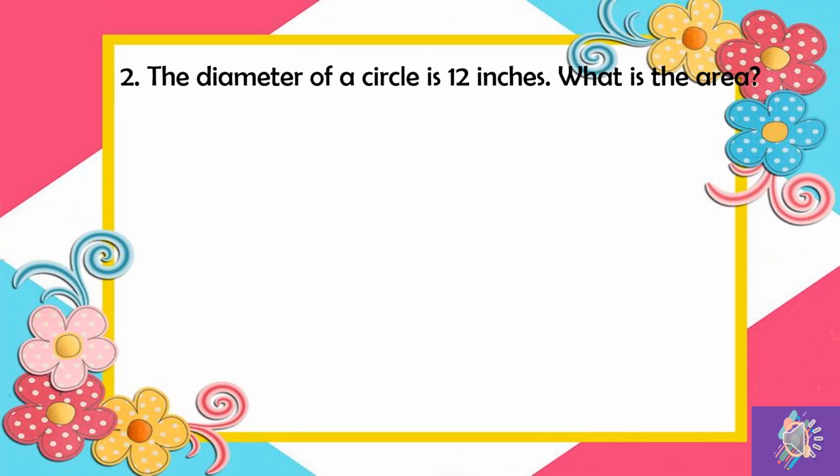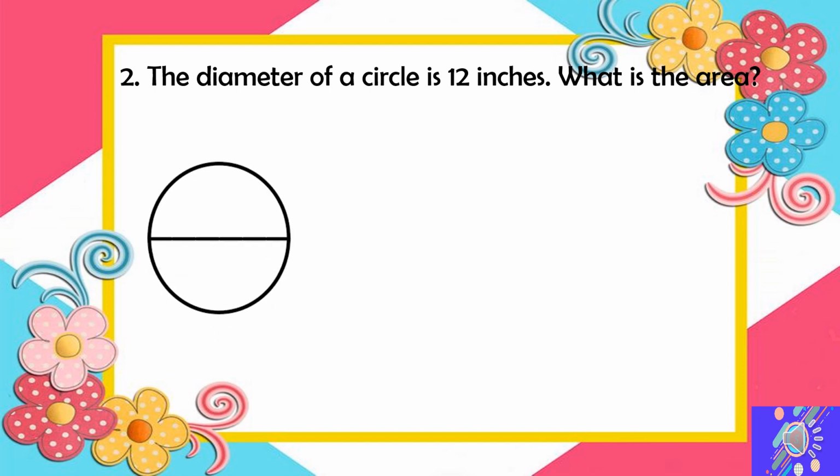Okay, so let's move on to problem number 2. The diameter of a circle is 12 inches. What is the area? Okay, so in this problem, the given is the diameter. So let us take this circle. The diameter is 12 inches. So we have to find the radius, and the radius is 6 inches.